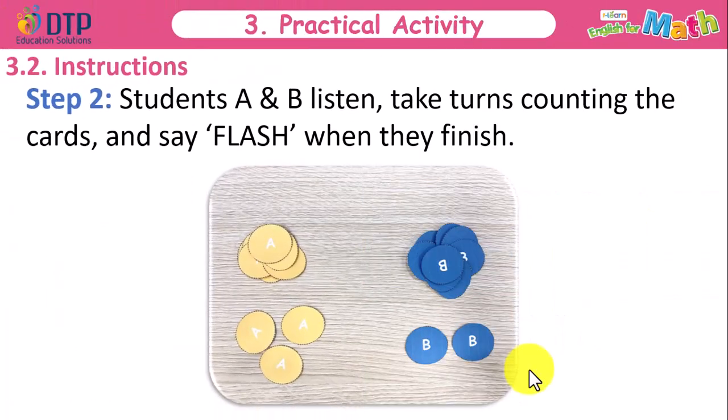For step 2, the teacher reads out 2 numbers. I'll mention where to find these numbers shortly. The students listen and take the correct number of the cards based on what they hear. The first number is for yellow cards, student A, and the second number is for blue cards, student B. For example, the teacher will say 3 and 2. That means student A has to take 3 yellow cards, and then student B has to take 2 blue cards.